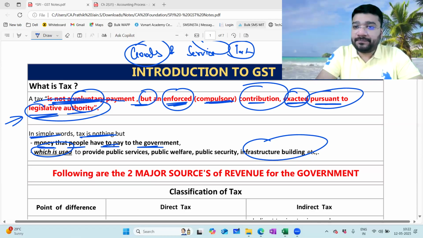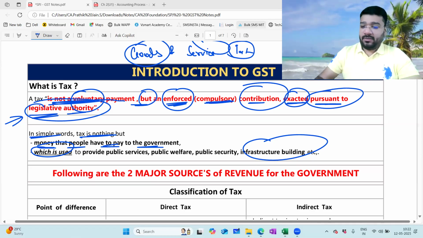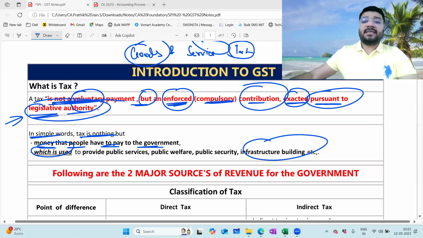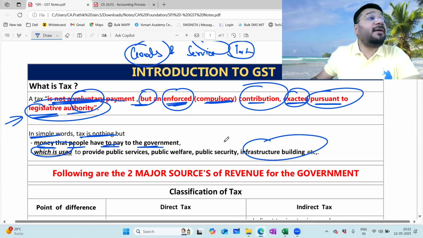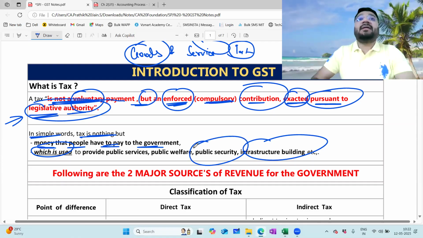Okay, wonderful. So we're discussing the infrastructure that has been laid down by the government of India. For that, what is required? Money is required. From where does the money come? Multiple sources. In that, one of the primary sources is tax. Okay. Public security.